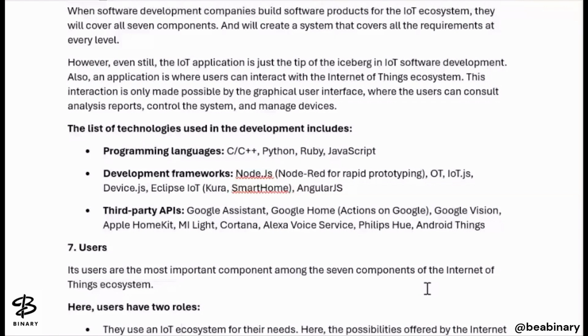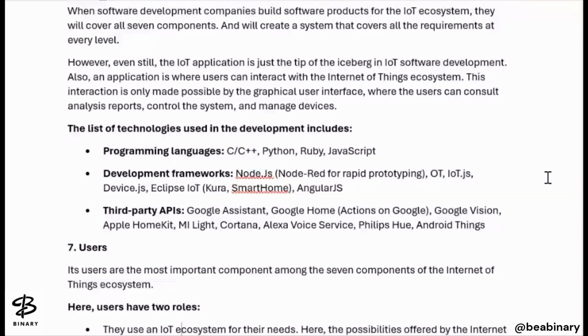Now, what is the list of technologies that will be used in the development? The different programming languages we are talking about here are C, C++, Python, Ruby, JavaScript. The deployment framework we are talking about is Node.js, right? And the various Eclipse devices, AngularJS, and the third-party APIs we are talking about here, the Google Assistant, Google Home, Google Vision, all the third-party application programming interfaces. The application components can be divided into programming languages, development frameworks, or third-party application programming interfaces.